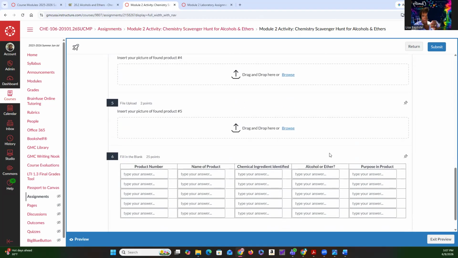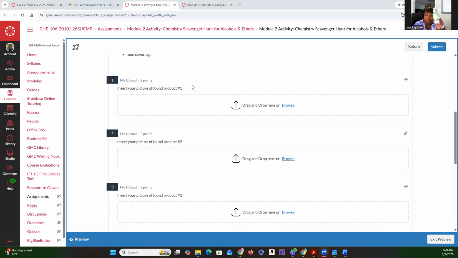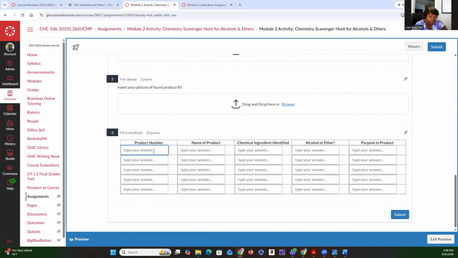So I am doing one, and I might have to take off my background so that you can see this. All right, so I have some hand sanitizer here. And on the back label, you will be able to read the ingredients. And so, what I would do if I was doing this assignment, I would take a picture of this and then I would drop the picture in this box for product one. Then down at the bottom, for the product number, I would put one, and the name of the product is hand sanitizer.